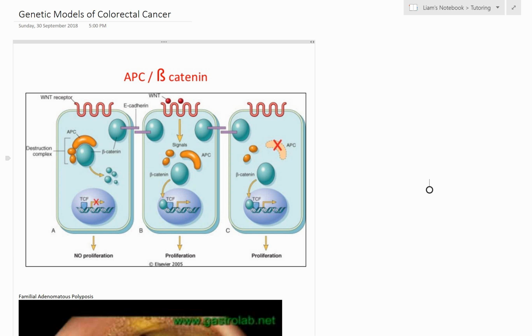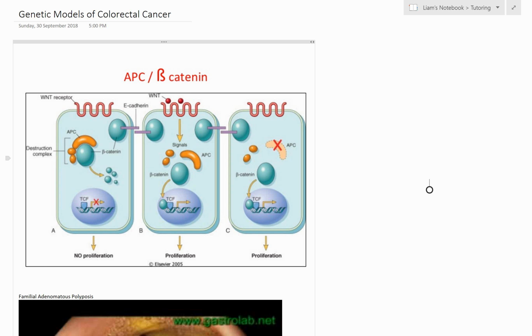Colorectal cancer is a major killer, especially in Western countries. There's generally two main pathways that we talk about when we're talking about how colorectal cancer develops. And we're going to look at these pathways in the context of two clinical syndromes: familial adenomatous polyposis, also known as FAP, and Lynch syndrome.